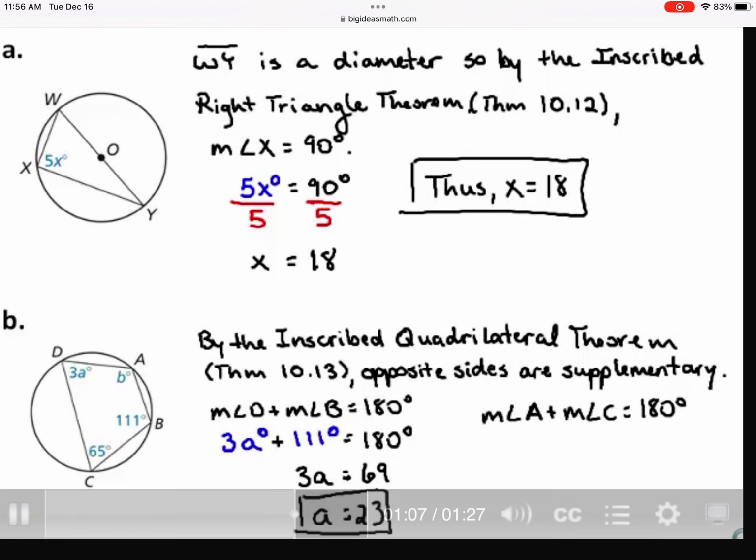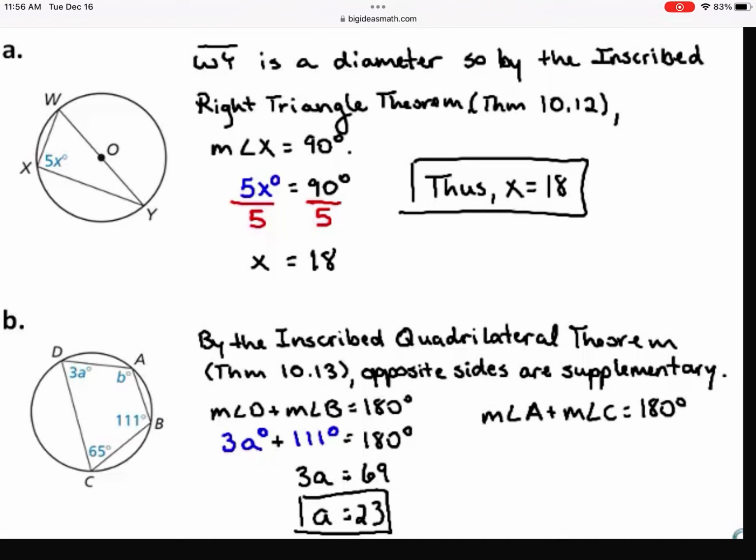And the measure of angle A plus the measure of angle C equals 180 degrees by the definition of supplementary. Substituting in the given information gives b degrees plus 65 degrees equals 180 degrees. Subtracting 65 degrees from each side gives that b equals 115.